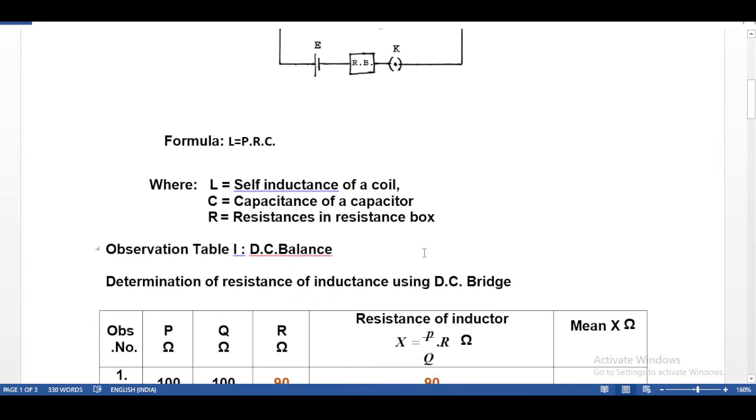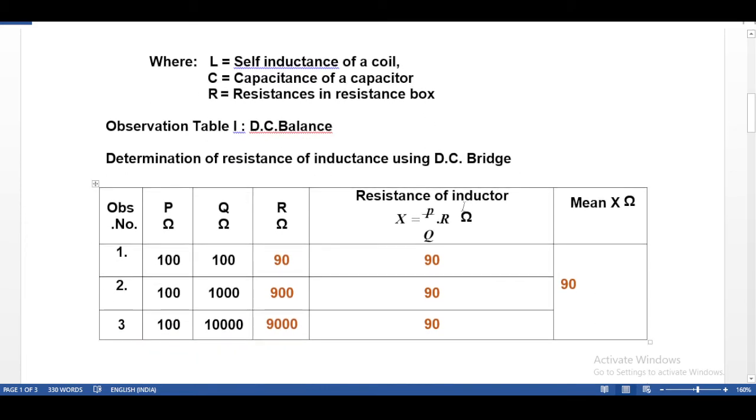Now, determination of the resistance of the inductance using the DC bridge. For this, the required observation table has columns for resistance P ohm, Q ohm, R ohm, and with the use of this formula, the resistance of the inductor X equals P upon Q into R ohm, and finally we have to calculate the mean X ohm, which is the resistance of that inductor. These values of P and Q are mentioned as a standard ratio, because in the formula there is a ratio of P by Q, and we have to multiply that ratio by this variable resistor R.